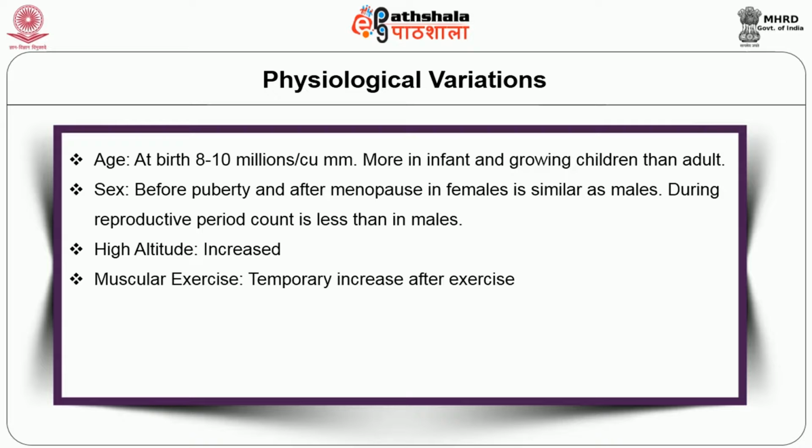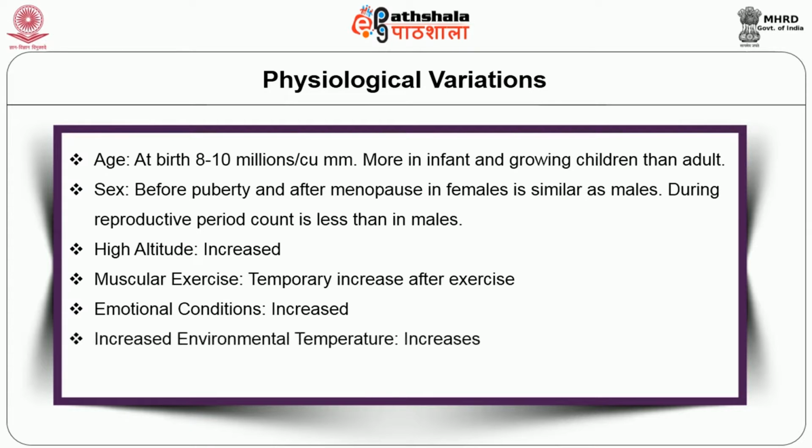Next one is the emotional condition. The RBC count is increased during emotional conditions like anxiety because of sympathetic stimulation. The sixth one is the increased environmental temperature. The increase in the atmospheric temperature increases the RBC count. Number 7 is after meals. There is a slight increase in the RBC count after consuming a meal.